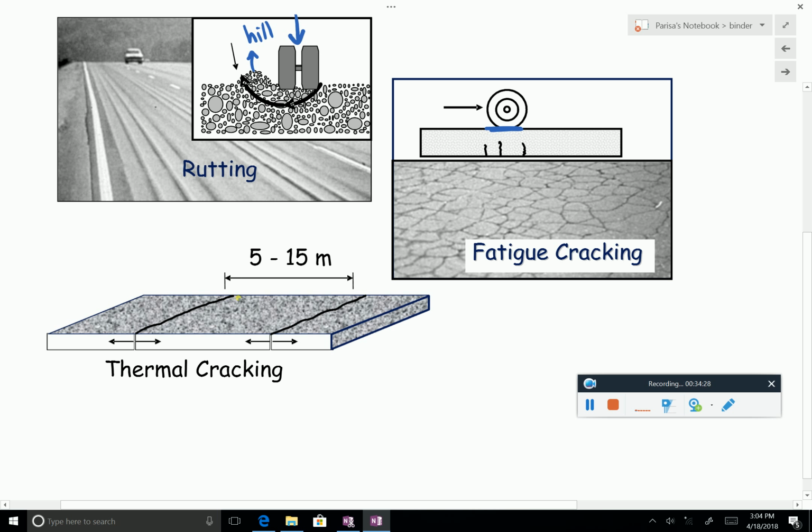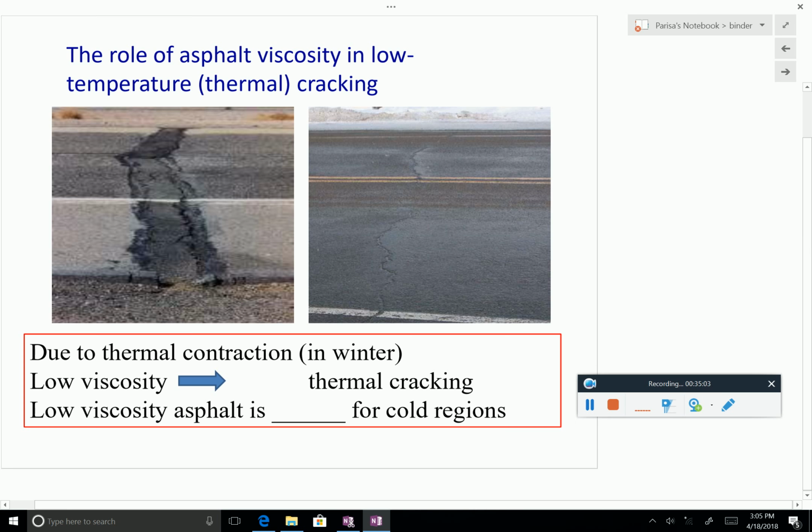And thermal cracking is transverse to the road. So this is the lane, and this is transverse. During the cold season, if the material doesn't have a very high viscosity, it's brittle, it wants to shrink, and then it basically cracks. That's what happens. And typically, you see that it's periodic, like it happens every, I don't know, 10 meters, 30 feet. So the purpose of studying these is to be able to design the right material.